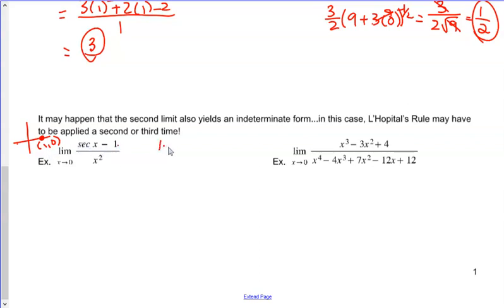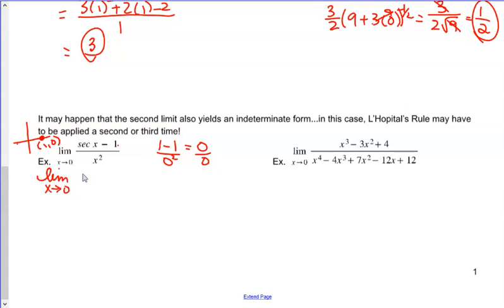Minus 1 is 0 on top. And when I plug 0 in here and square it, I get 0 as well. So this is a 0 over 0 case. So if you're unsure on your trig stuff, please make sure you practice some of those with those special angles. All right. So let's take the derivative of the top and the derivative of the bottom.